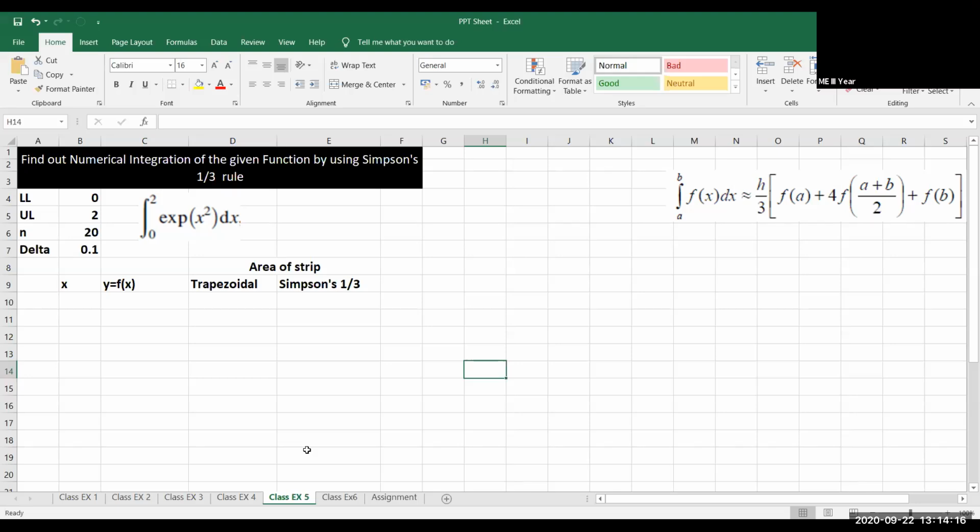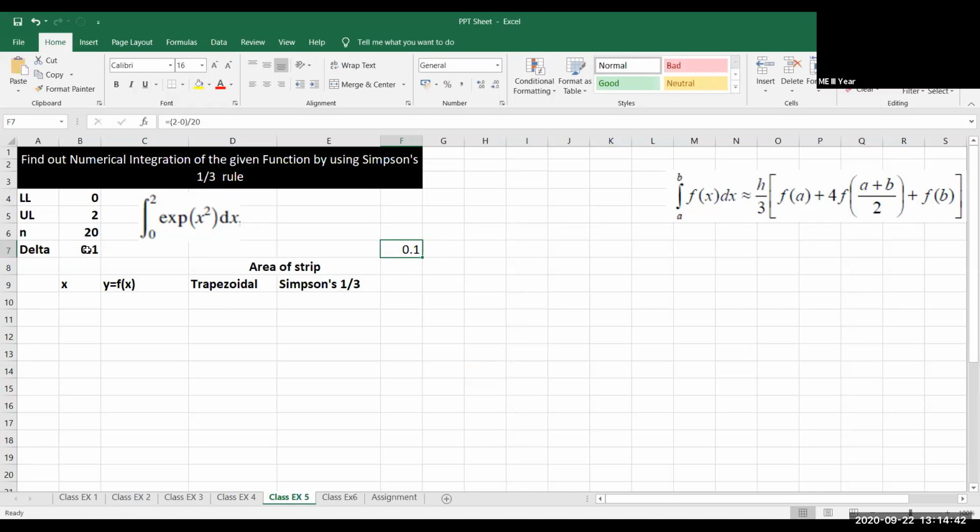So in that interval is given, so you can find out the delta value. The delta value you can find out here also. You know the formula, delta is (b minus a) divided by n. So what is b here? 2 minus what is a here? 0, divided by 20. So we got the same delta value here also.